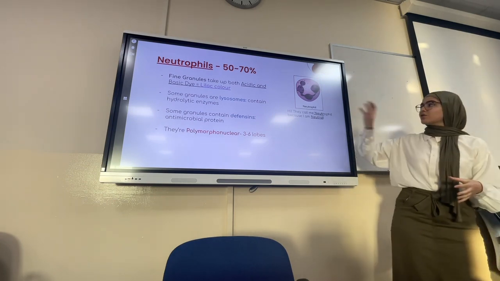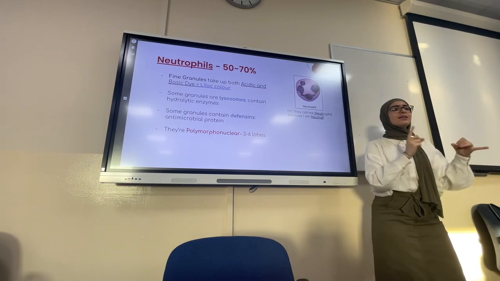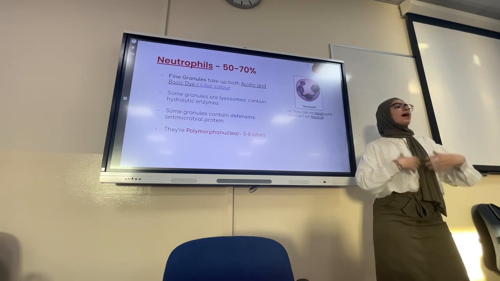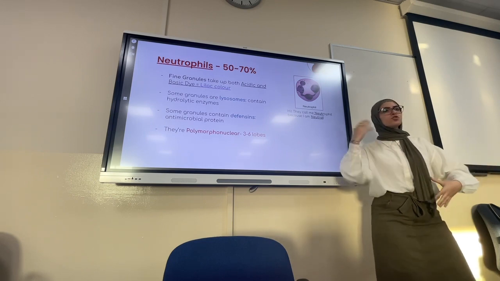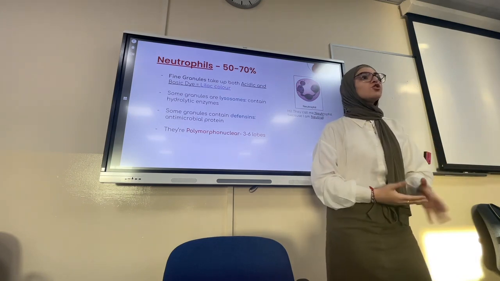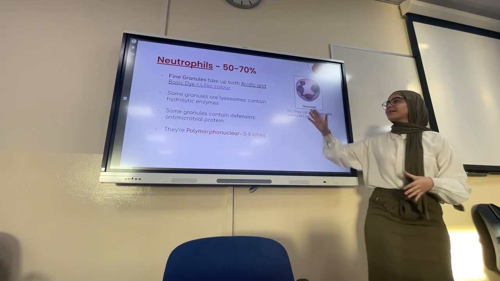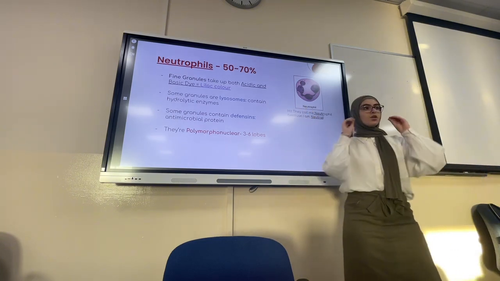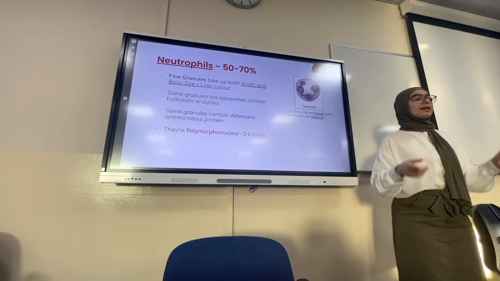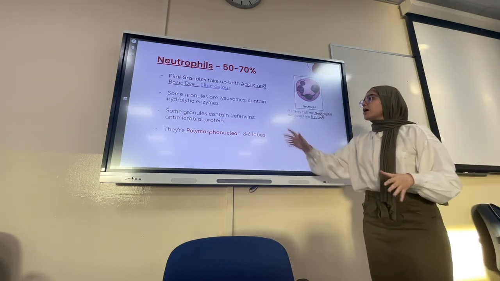Now the granules here specific to the neutrophils, we have defensins. Now defensins have antimicrobial proteins. If we think about antimicrobial proteins, usually we think about acute bacterial infections. So when you think about acute bacterial infections, you need to automatically think about neutrophils, okay? How about chronic? I know I'm skipping ahead here. Monocytes, exactly. When I think about chronic infections, I need to think about monocytes.